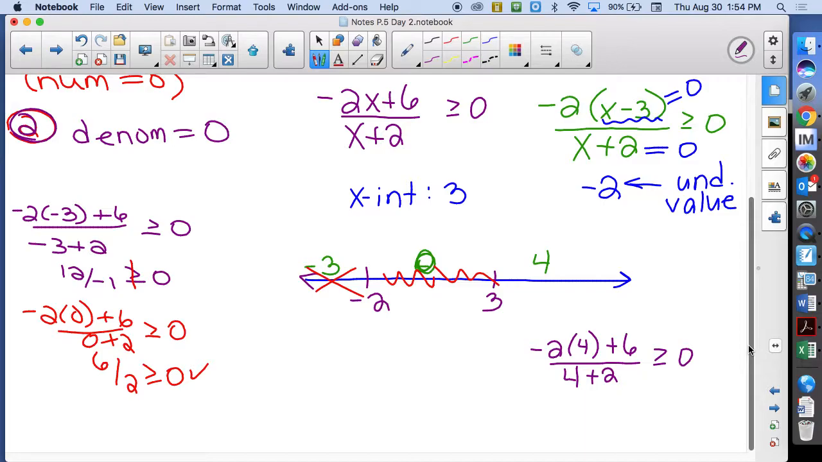What is -2 times 4, Brandon? -8. Plus 6? -2. -2 divided by 6, is that less than 0? Or greater than or equal to 0? No. That's less than. So that part doesn't work.